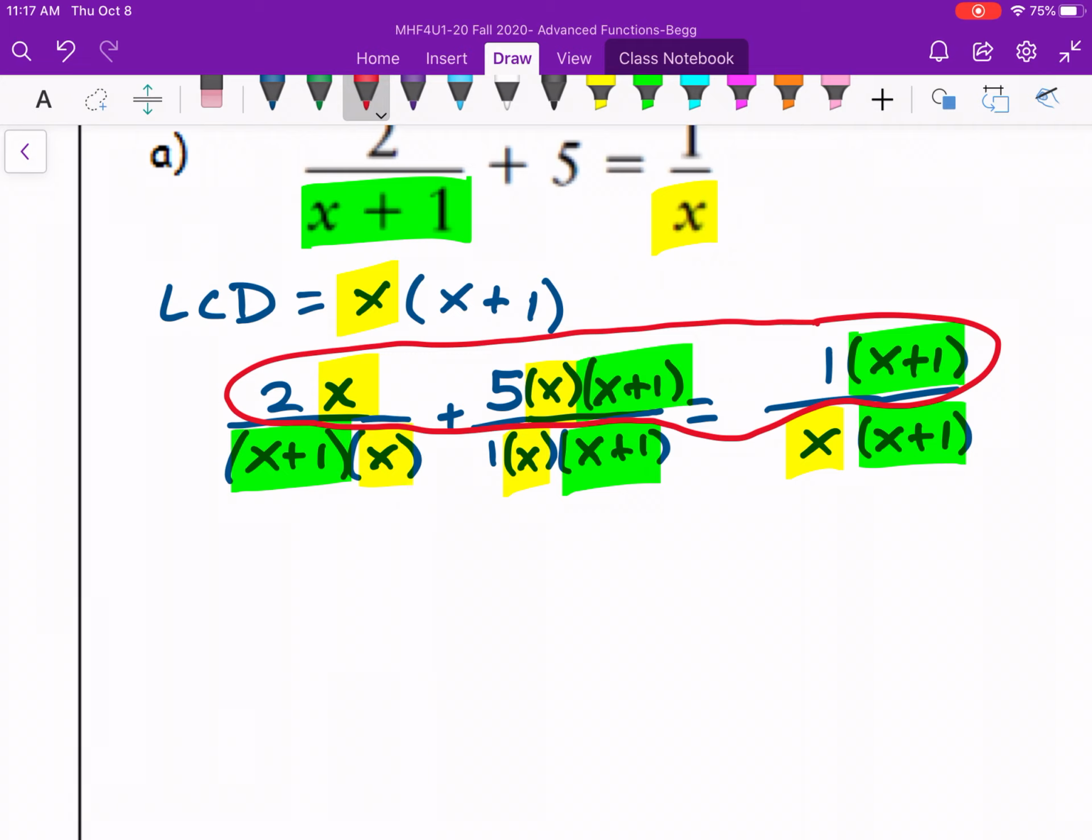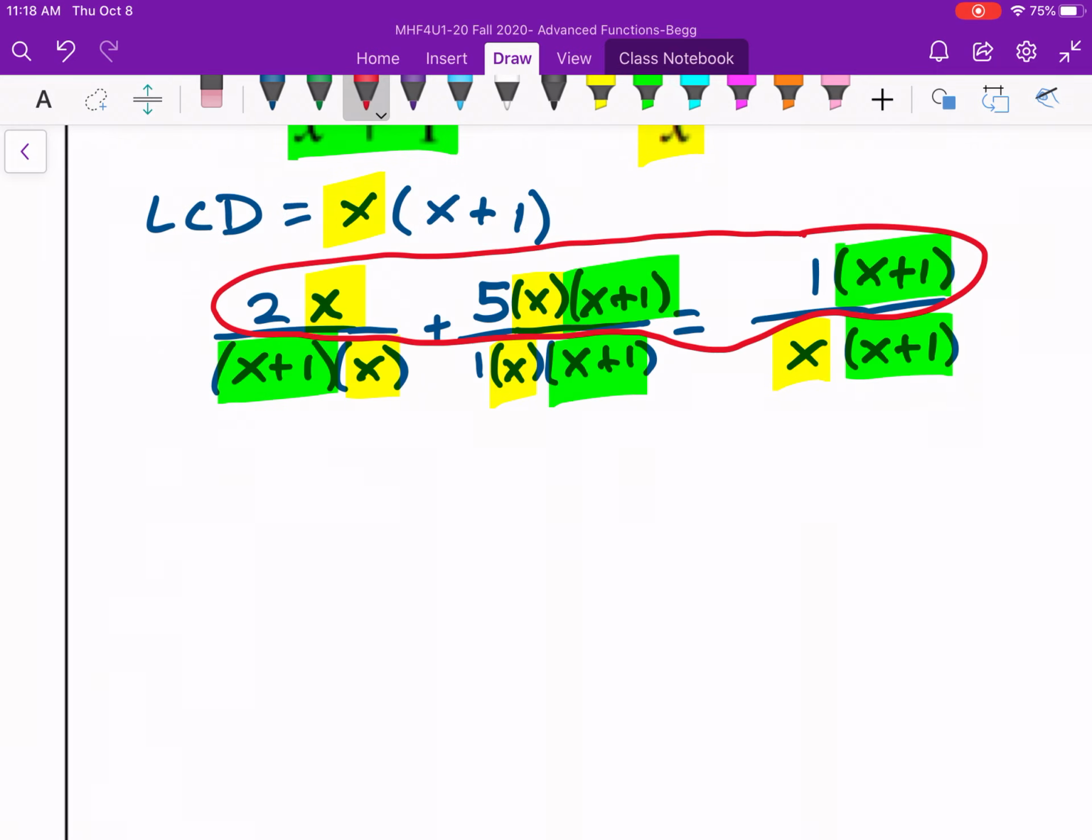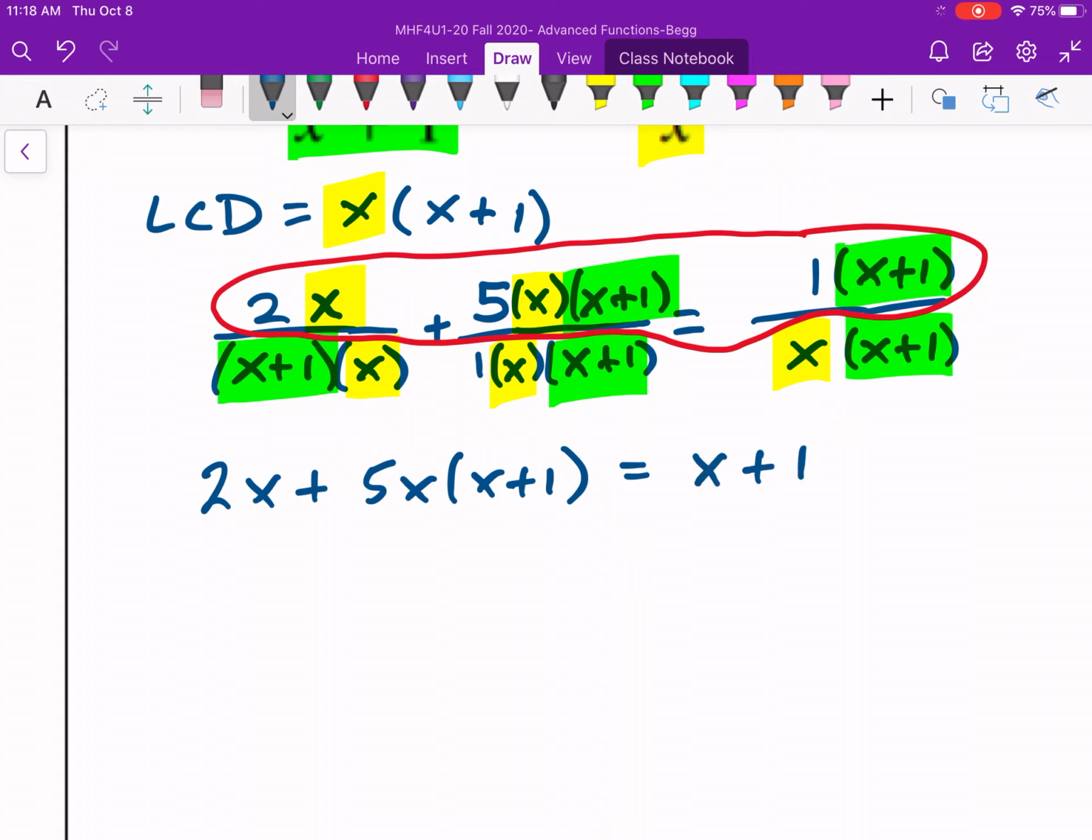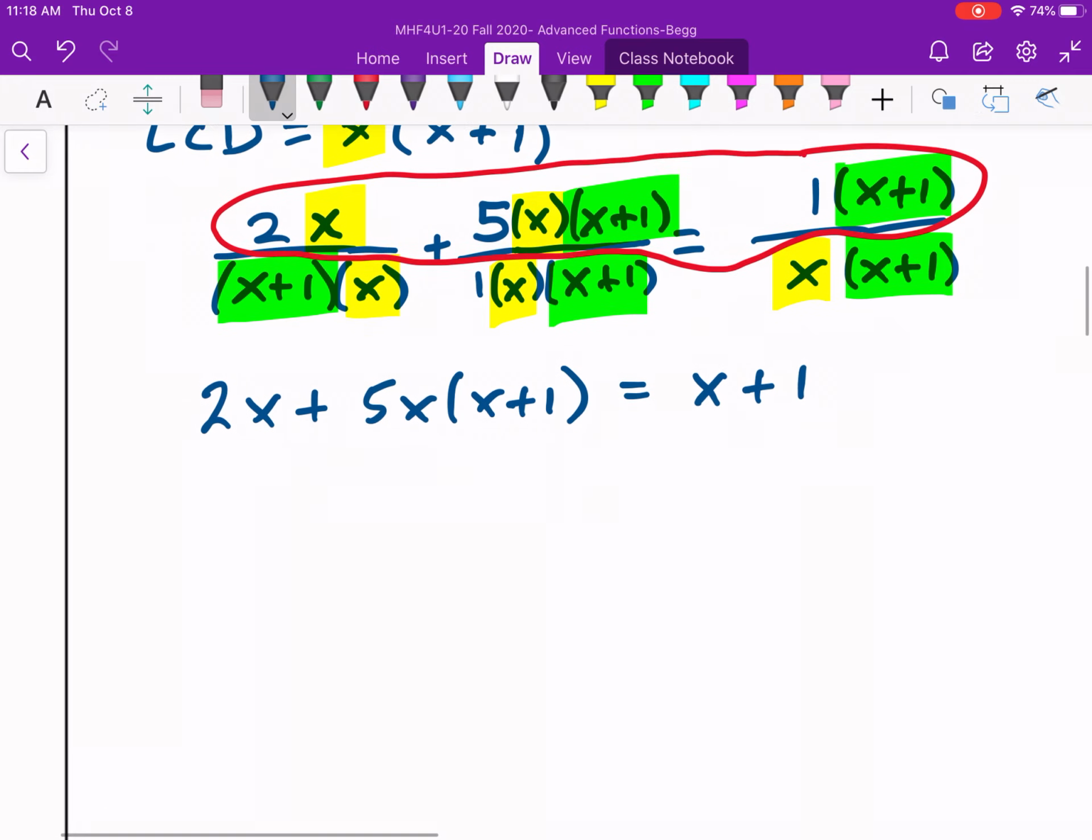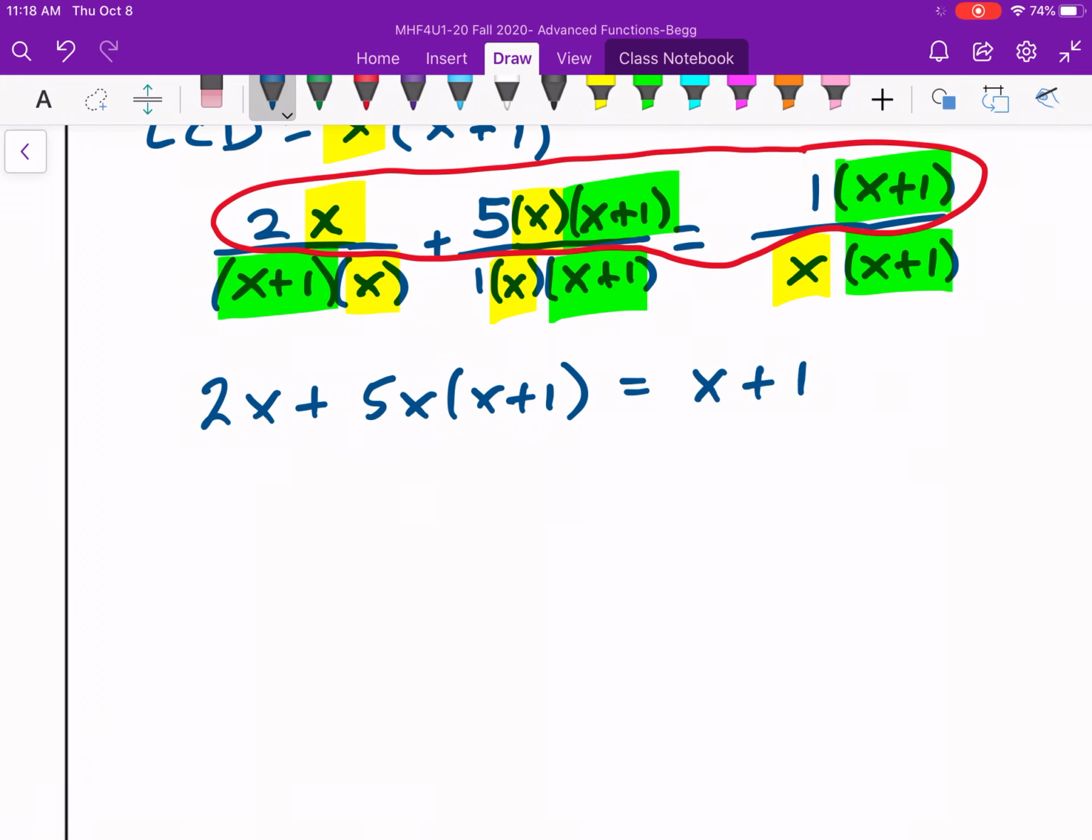So the long and short of it is, once I've got the common denominator and see what the numerators are, I can drop the common denominators and just focus on the numerators. So this has to be true: 2x plus 5x times x plus 1, I just dropped the brackets around that x, equals x plus 1. I also just dropped the 1 in front of the x plus 1. This must be true. So you get the common denominator, you drop that denominator, focus on the numerators, and now we're back to just having a nice polynomial that we can solve.